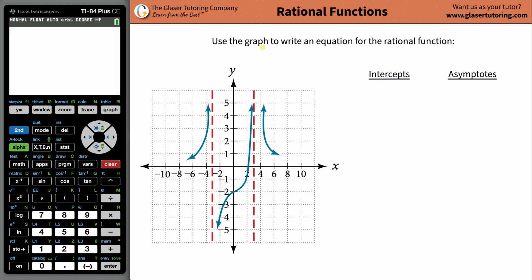Today I would like to teach you how to use the graph to write an equation for this rational function. So it turns out that there's two important things we got to focus on. What are the intercepts? What are the asymptotes? So there's two types of intercepts. Let's focus on that first. You got x and y.